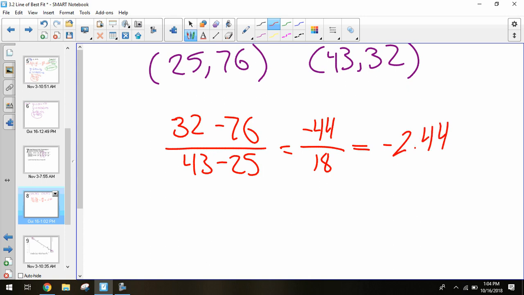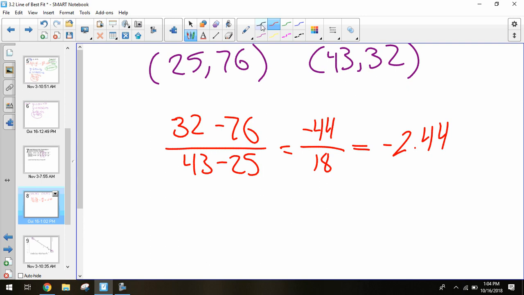So I'm going to round it to my nearest hundredth. So my next 4 is going to round down, so I have negative 2.44. So this is the slope of my line. Once again, depending on the picture, or depending on the points you chose from your line above, your slope might be different from my slope. Not everyone's going to get the same answer. That's okay. So we want to use this to find the y-intercept.